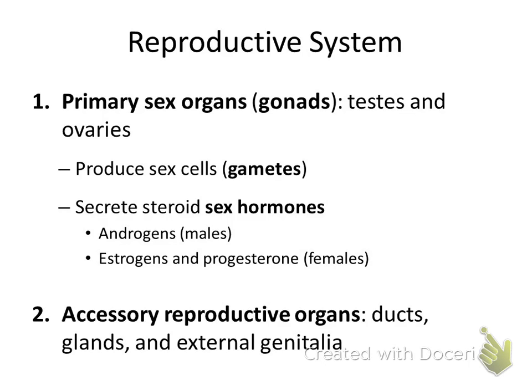The accessory stuff is the external genitalia, any tubing that's going to help the sperm or the oocyte, the egg, to get out of the body, as well as glands with secretions to assist with reproduction.